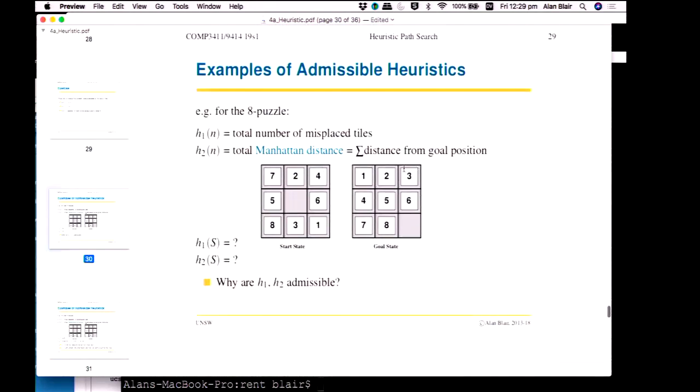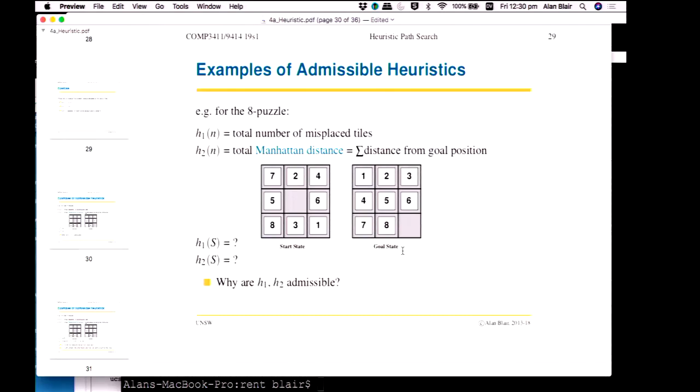So I could say the number of misplaced tiles. Tile 6 is already where it should be, so I don't know whether that's going to have to move at all. But tile 4 is not where it should be, so it's going to have to move at least once. And tile 7 is also going to have to move at least once. There are 6 tiles out of place, and only one tile can move in each step, so it's going to take me at least 6 moves to solve that puzzle.